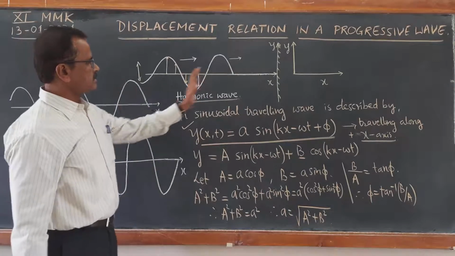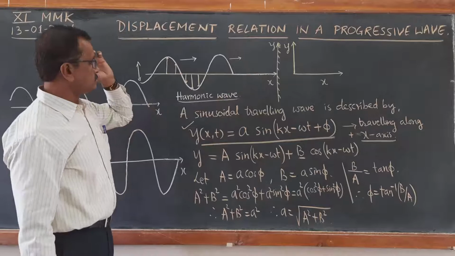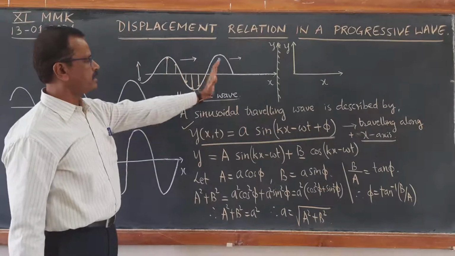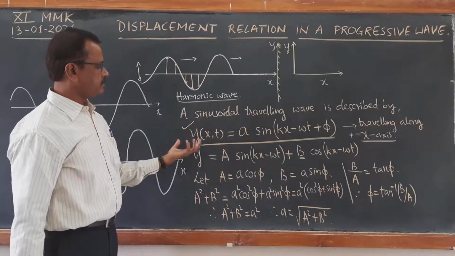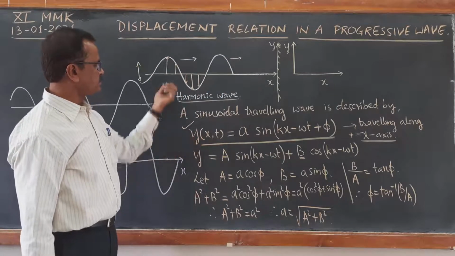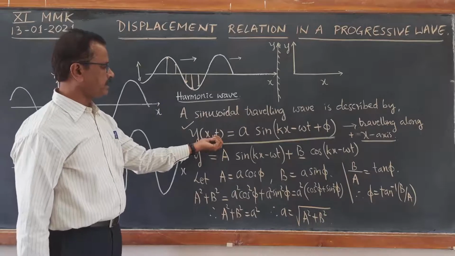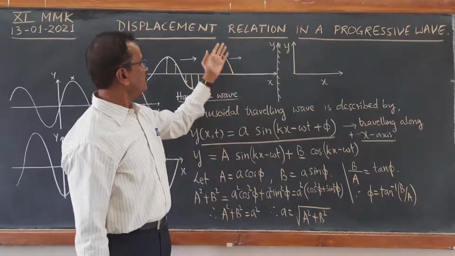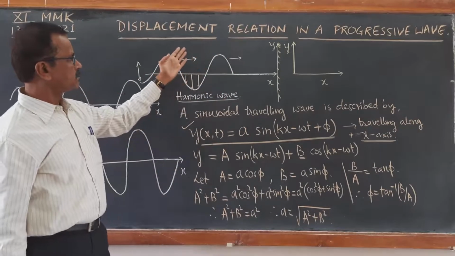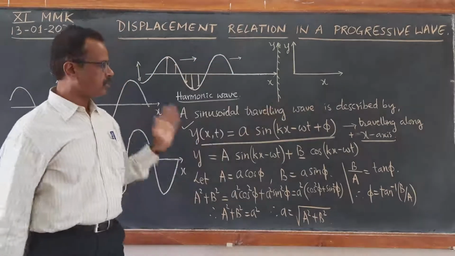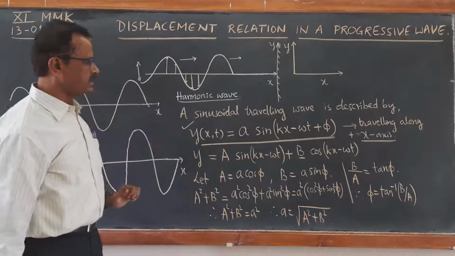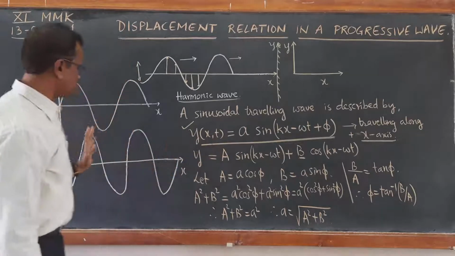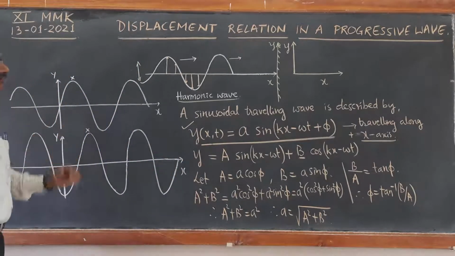As long as the disturbances and energy are being transferred, the wave pattern is observed throughout the medium. One can find out the displacement of a particle at any position at any time using this equation. So this represents the displacement relation for a progressive wave along x-axis. Now what is the meaning of the function of x and the function of time? Let us see first the function of x.